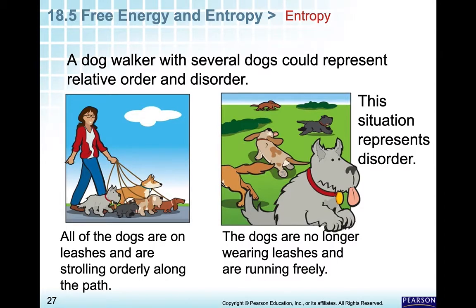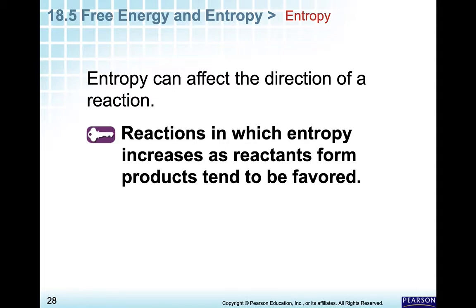The natural, more spontaneous situation would be all the dogs not on leashes, running around freely in all directions in complete chaos and disorder. That's more likely to occur. The universe has that one as a more natural tendency. The more disorder, the more chaos is more likely to occur. So, we now have entropy that we can consider when looking at the direction of a reaction. So a reaction in which entropy increases tends to be favored.